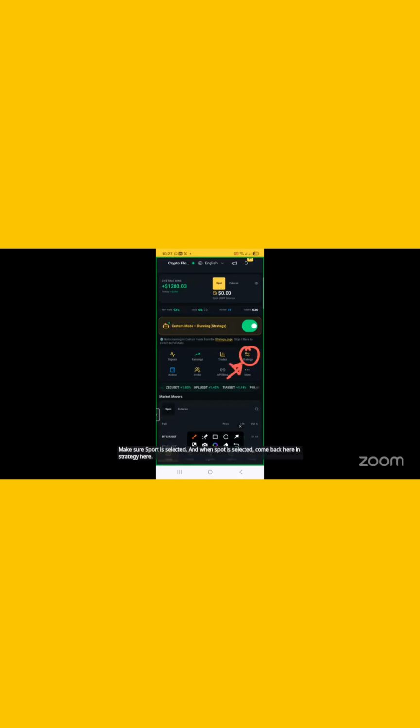Let's say spot has to be selected. You must have money in your spot account in your Binance. This is if you want to trade spot. Make sure spot is selected and you have some money in your spot.